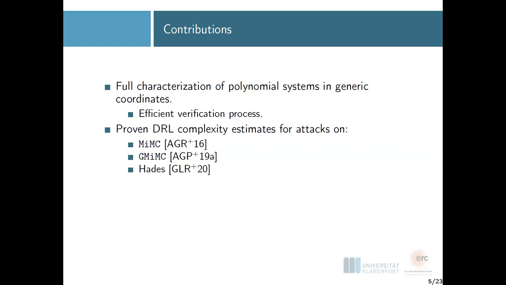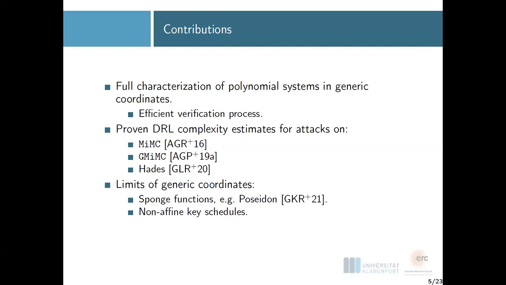Unfortunately, the theory of generic coordinates also has its limits. You can prove that SPN sponge functions are provably not in generic coordinates. And we have a similar problem for non-affine key schedules. As a last contribution, in the paper, I study so-called polynomials with degree four. If you construct a Gröbner basis, you do some polynomial manipulations. And if you identify a polynomial with degree four, then you have an estimate, from a lower bound perspective, of how high a degree will be in your Gröbner basis computation.